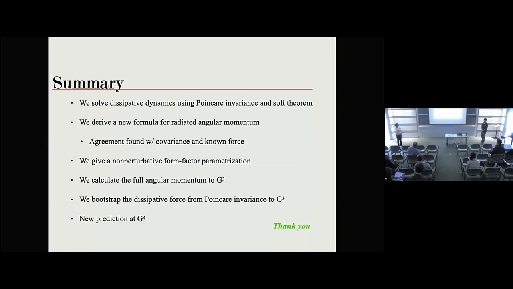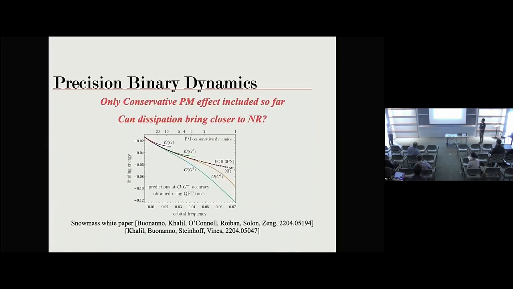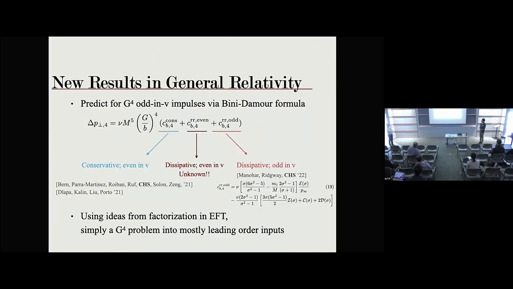You pointed out these even in velocity radiative contributions to the impulse. These supposedly come from radiation reaction squared, and you have the radiation reaction force. So could you, in principle, compute this by solving the classical equation of motion in some way, or do we really need to do a new calculation to get this?